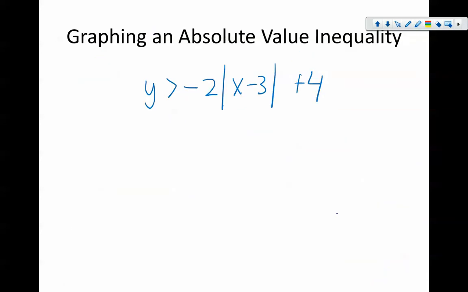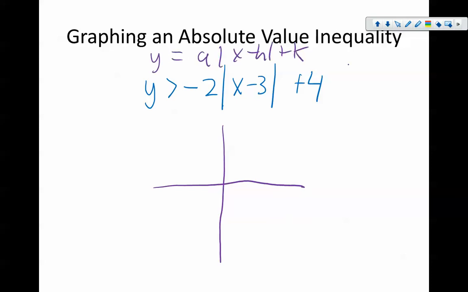So we're going to do the same thing we did in 2.7, but now we're going to do it with an inequality. So we're going to graph it, but we're going to graph it with shading, right? Because inequalities need shading, equations don't. So in the last lesson, we learned that we have y equals a times the absolute value of x minus h plus k. We learned to identify the a, h, and the k first. So my a is -2. My h is +3. Remember, because if I plug the 3 into this equation, it would be x minus 3. And my k is a +4.